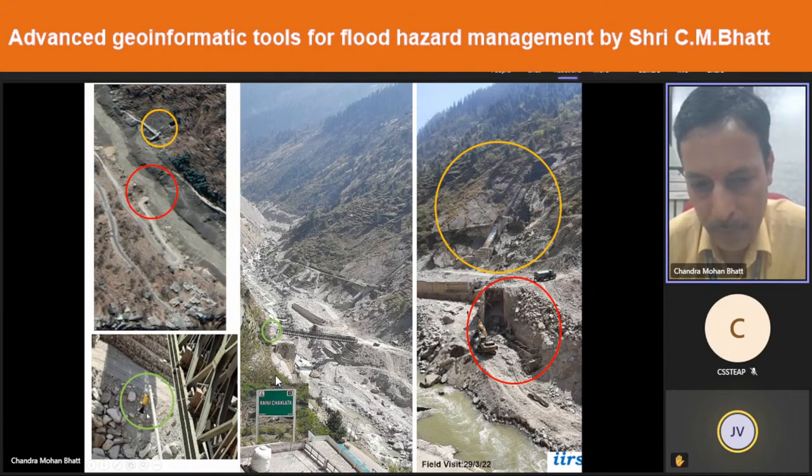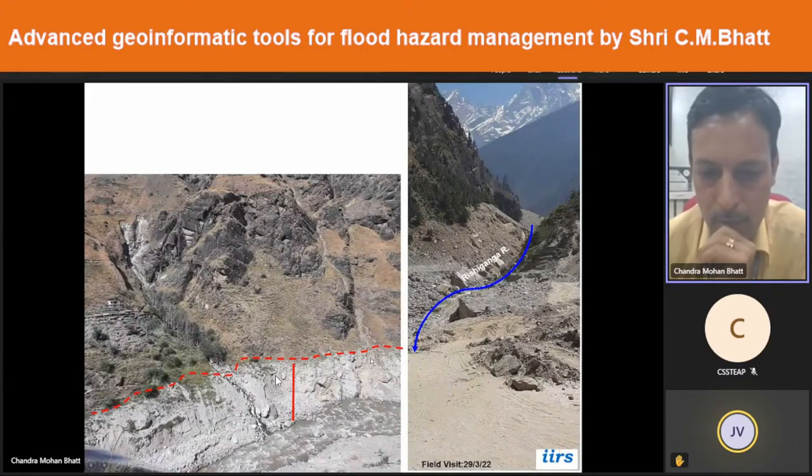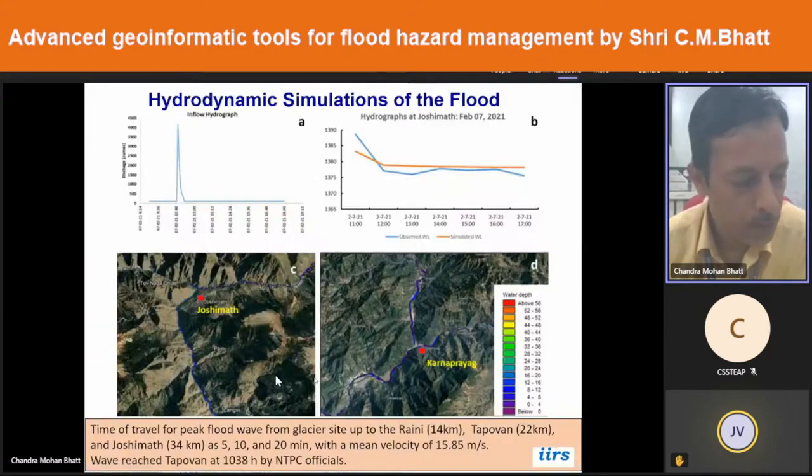You can see this is the amount of height the water has taken once it came down the Rishi Ganga river and then to the Holy Ganga river, around 70 to 80 meters, and somewhere more than 100 meters high the water has been, and it has eroded the entire area. There has been a lot of toe erosion along the river.